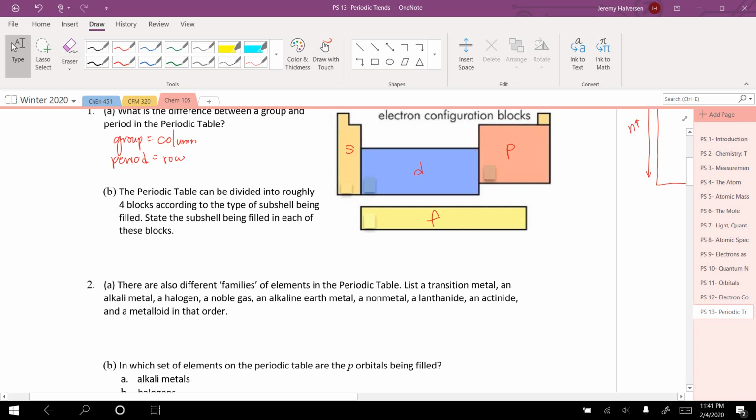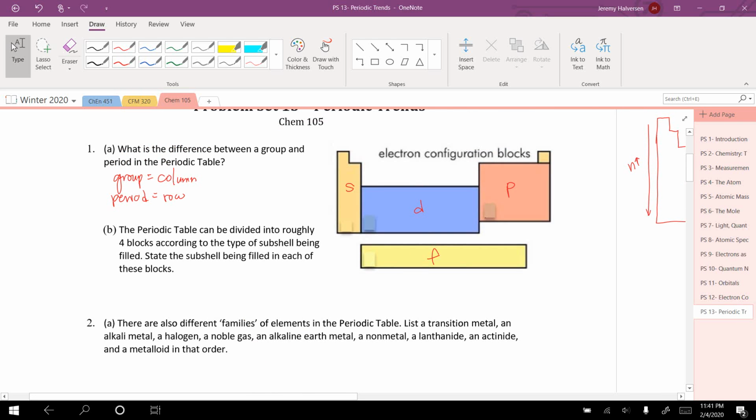So if I were to look at this periodic table, let's break down what's where. Transition metals is pretty much this D block. So anything in there is a transition metal. So I could give an answer: transition metal, iron. But there are lots of answers you could give. Alkali metal is this first column in the S block. So something in there, lithium, is an alkali metal.